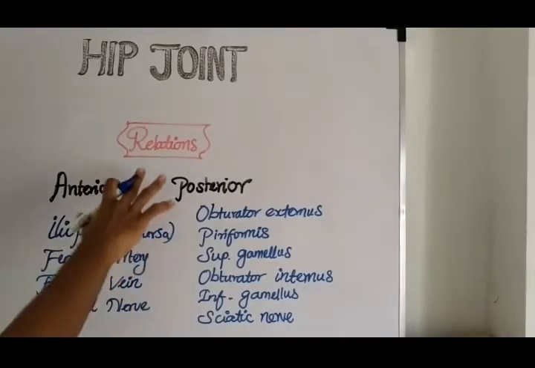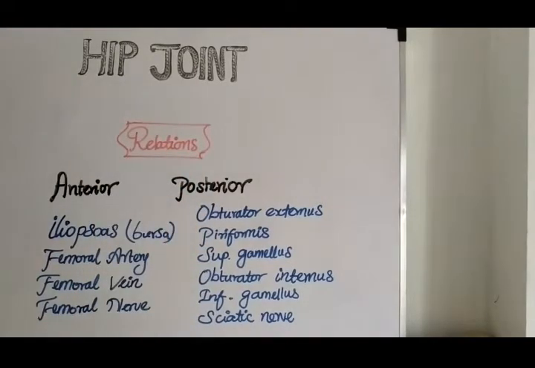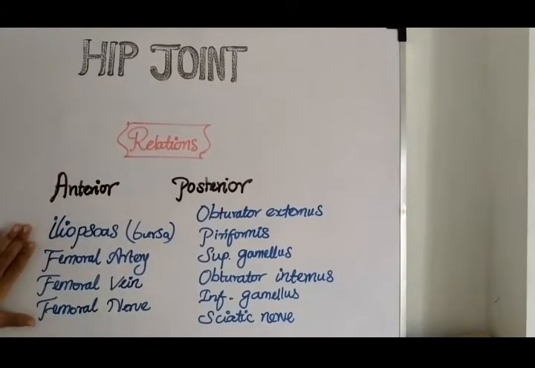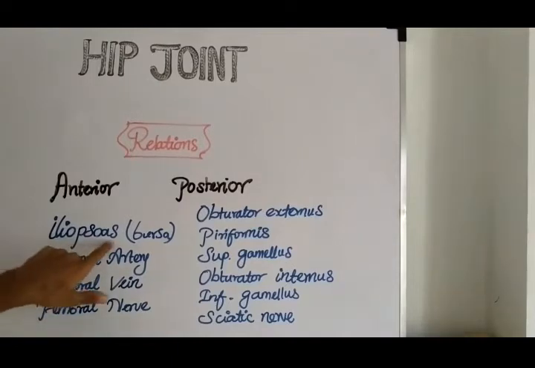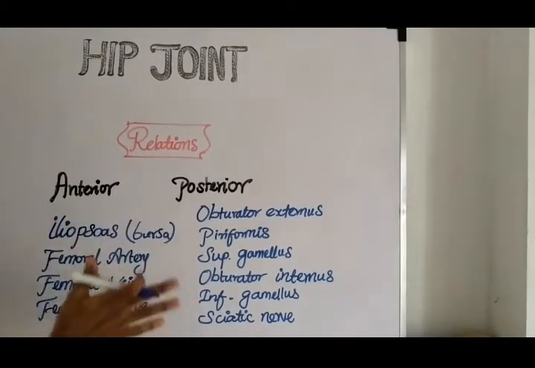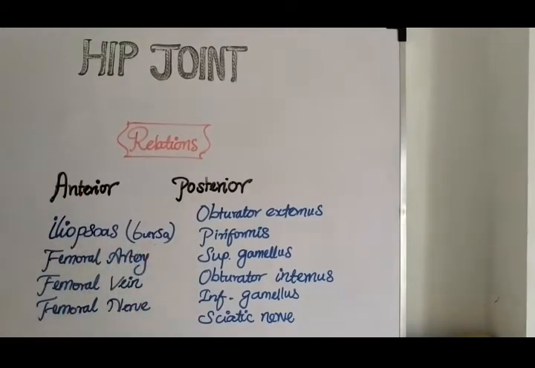Now let's see the relations of the hip joint. That is, what are the structures present around the hip joint. So first we'll be seeing the anterior relations. What are the structures present there? It will be the iliopsoas muscle and its bursa. The iliopsoas muscle is present anterior to the joint, and a bursa will be present between the iliopsoas muscle and the hip joint. And femoral artery, femoral vein and femoral nerve. These four structures will be present anterior to the joint.